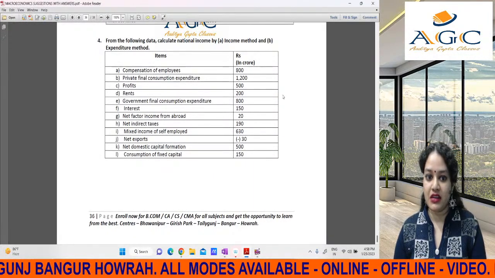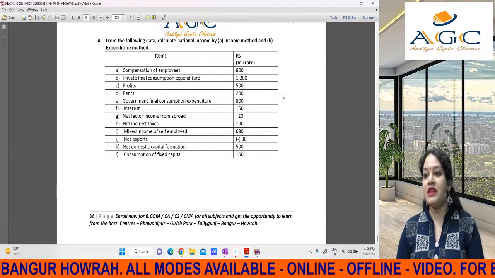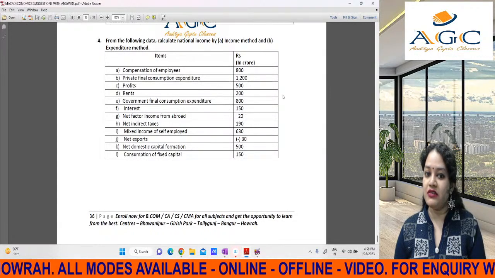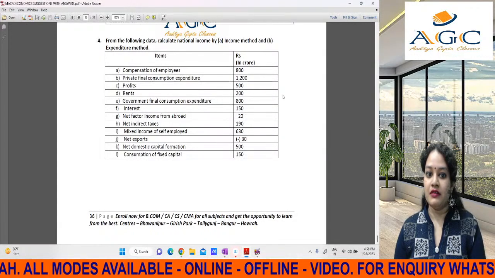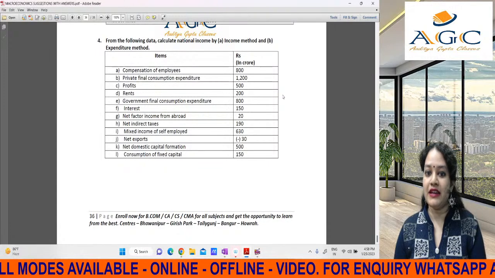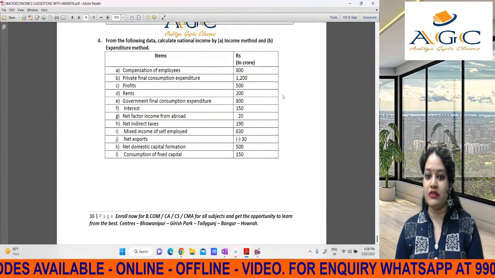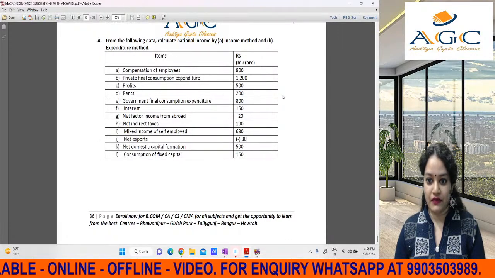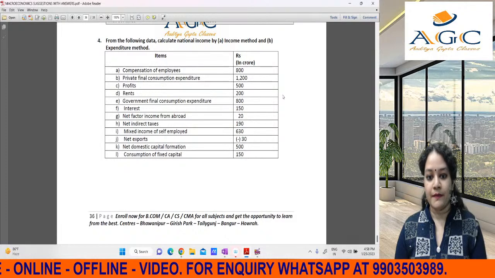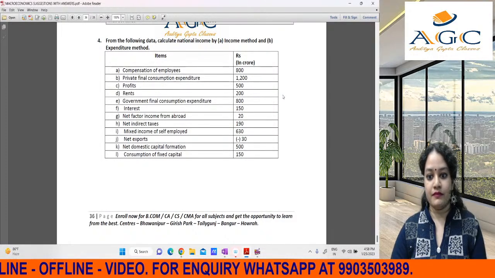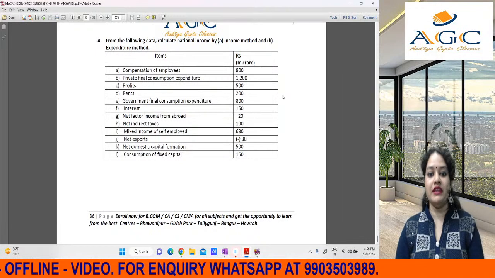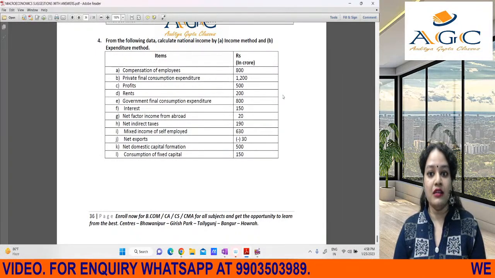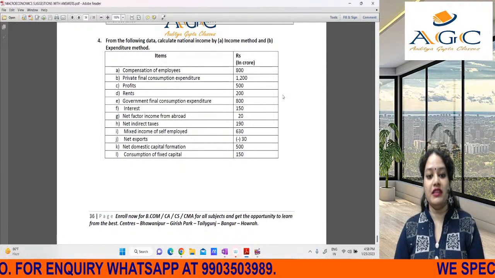Compensation of employees is 800 itself. Then comes your profits, that is 500. Then your rent, 200. Then interest is 150. Then mixed income of self-employed is 630. So your answer for NDPFC by income method would be 2280.